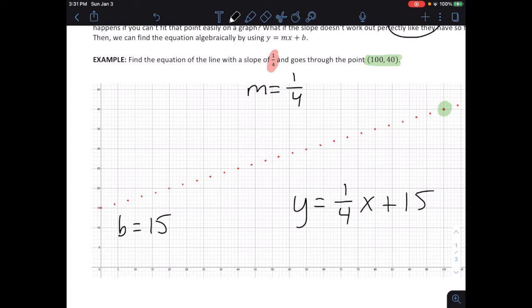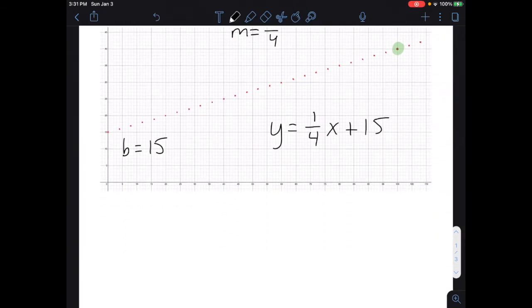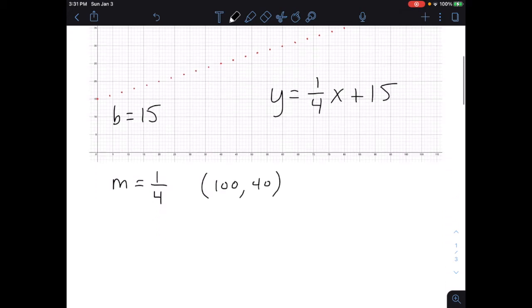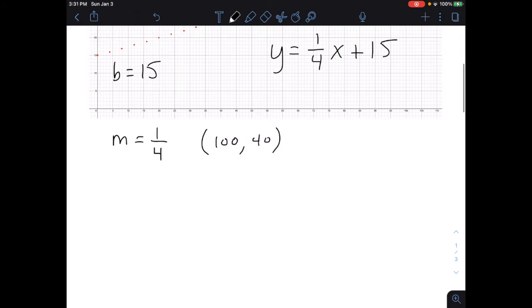But there is a nice way to do this algebraically that I'm going to show you down here for this exact same one. So remember we had m, or the slope, is 1/4, and then we had the point 100, 40. Okay, so I'm going to show you a way to do this, and we're going to end up at this same spot right here at that equation. So we have m is 1/4. We have 100 is an x value, and we have 40 is a y value.